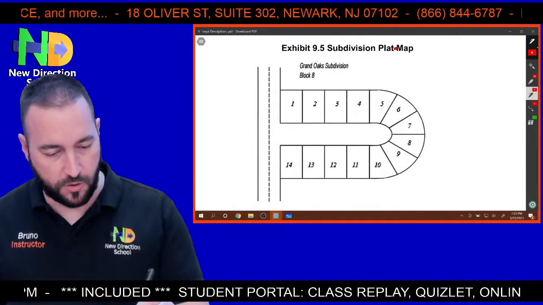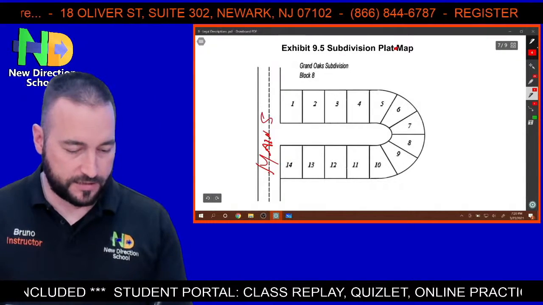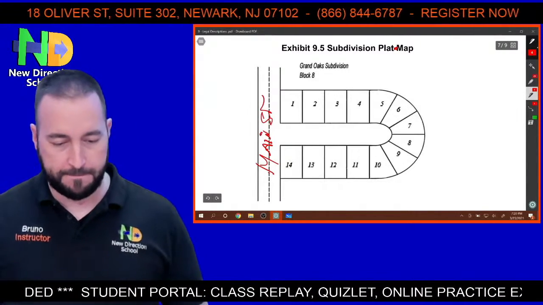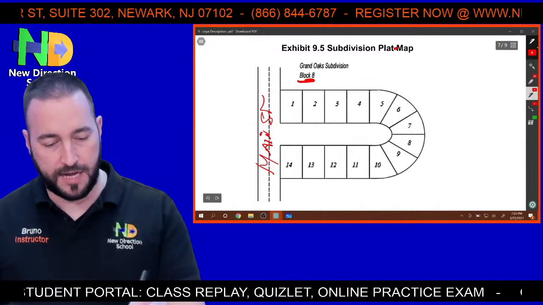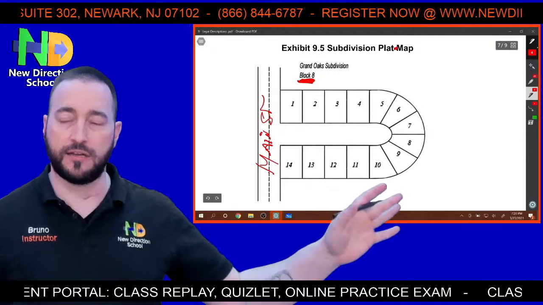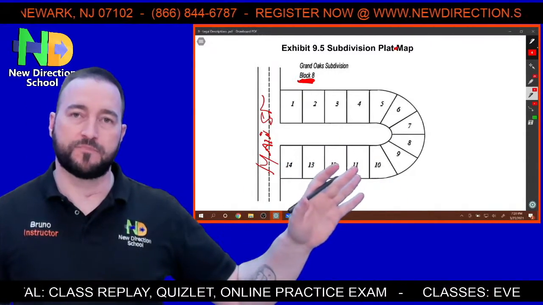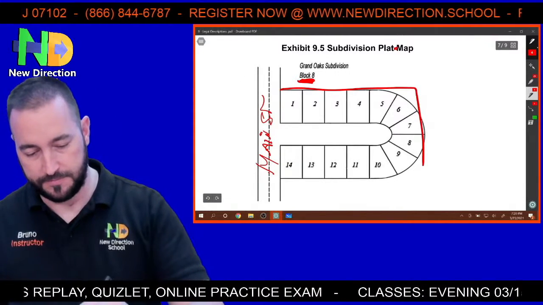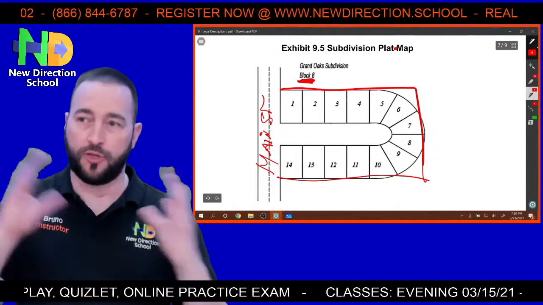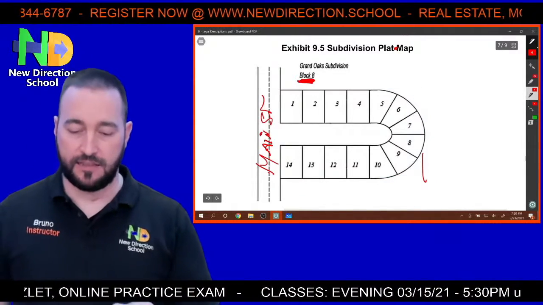This Grand Oaks subdivision, so this right here is Main Street as an example, and this is the Grand Oaks subdivision, and we are on block 8. So this whole thing, this cul-de-sac right here, this whole thing is block 8. So if we were to go like this, that's the block, the whole thing, right? Now, each one of these is a lot.